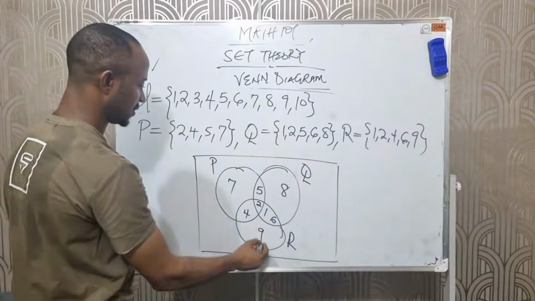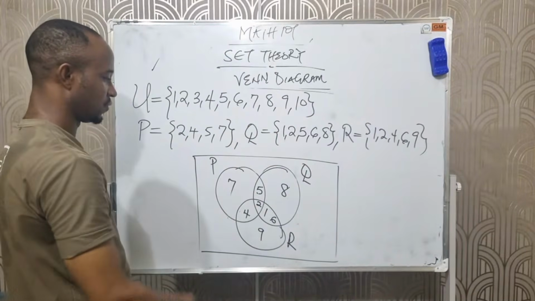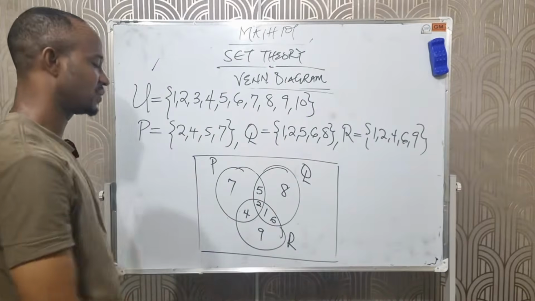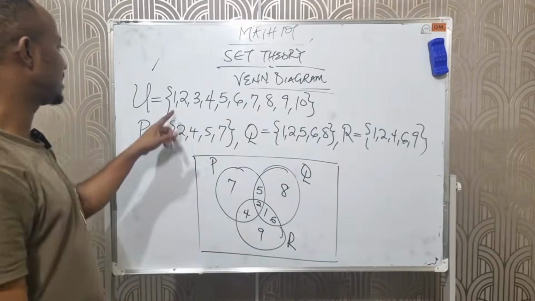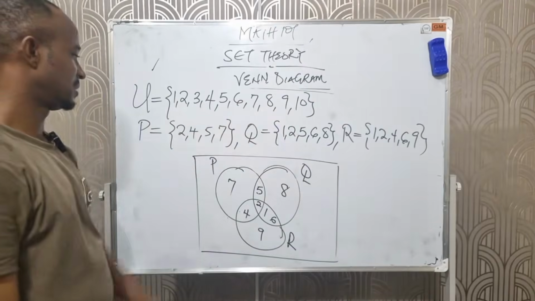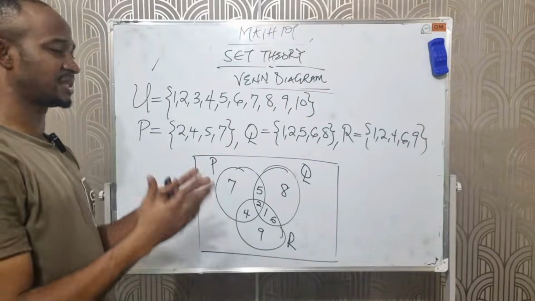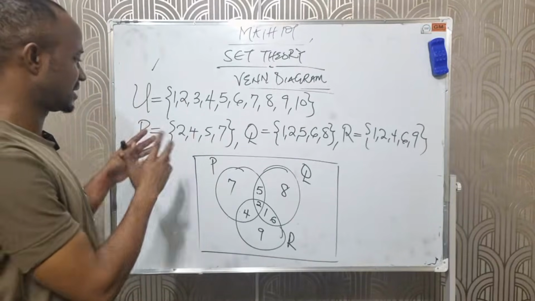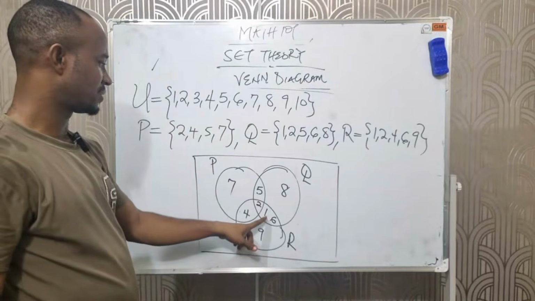9. So this 9 is what completes the subset of R to be 1, 2, 4, 6, and 9, right? Now, after doing this, look at the general set. The general set is 1 to 10, right? Because we have to represent all the elements that are in this set using a Venn diagram. We have already captured 1, 2.